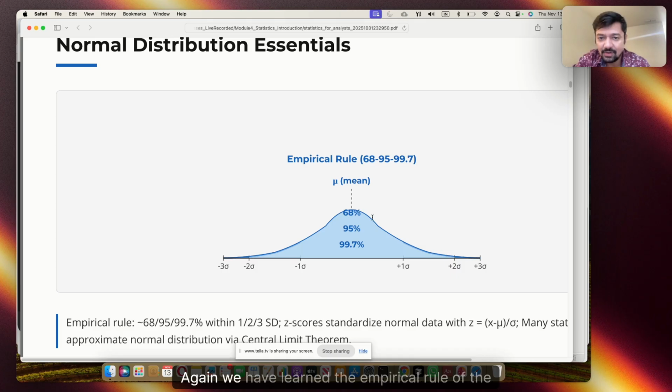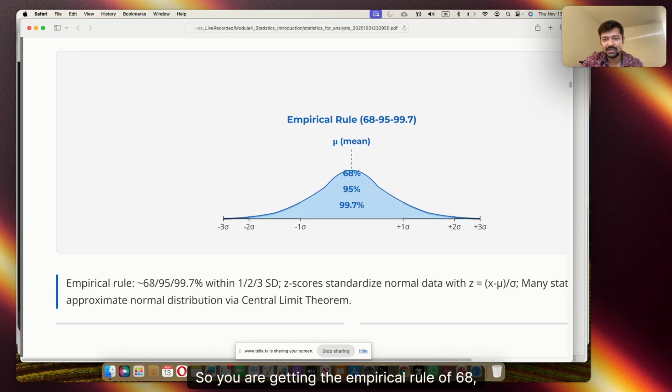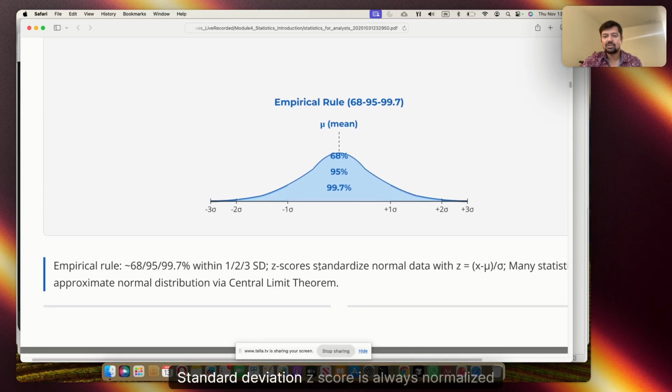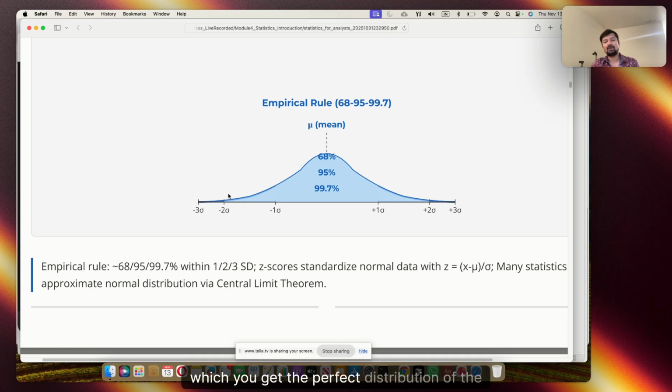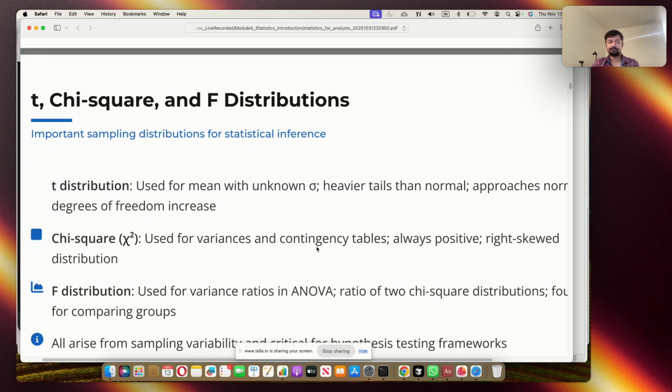For the normal distribution, we have learned the empirical rule, where the center is the mean. You get the empirical rule of 68, 95, and 99.7 percent, covering one, two, and three standard deviations. The Z-score is always normalized as x minus the mean, divided by the standard deviation. Then there is the central limit theorem, in which you get a perfect distribution of the data, starting from low values, with the peak at the mean, and the right side follows the same as the left. This is the complete normal distribution.